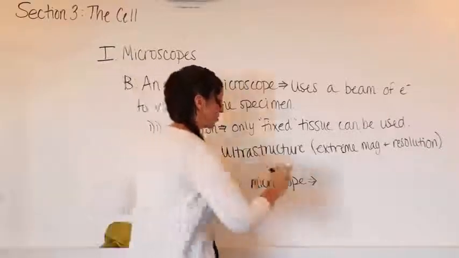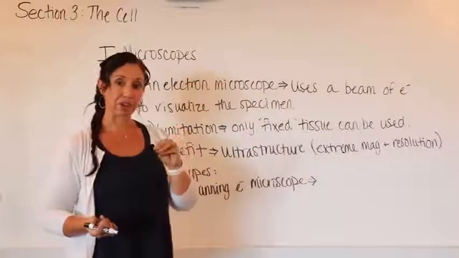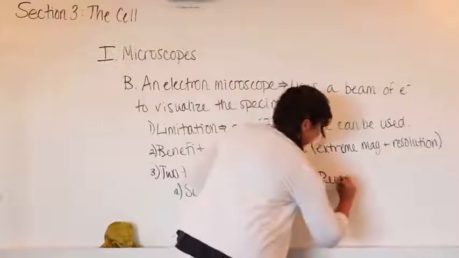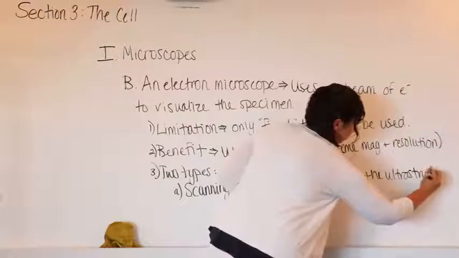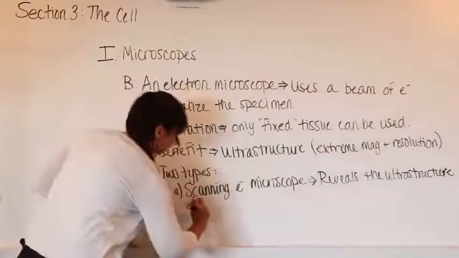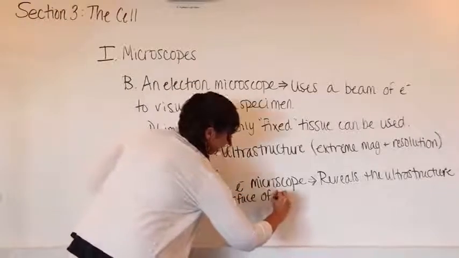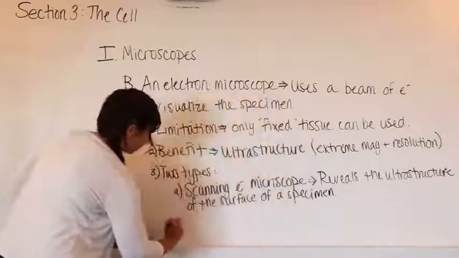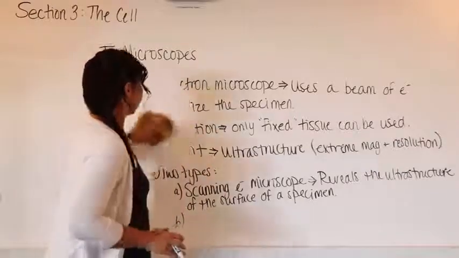So scanning electron microscope, this is obviously an electron microscope. It reveals the ultrastructure of the surface of a specimen. And secondly, you can kind of guess where we're going here. I'm just going to erase this and put it up here because I'm running a little low.